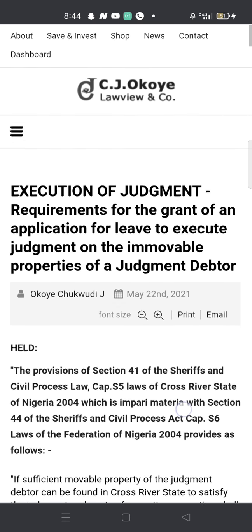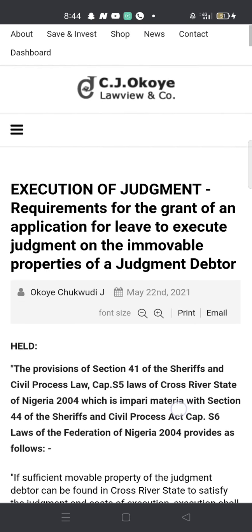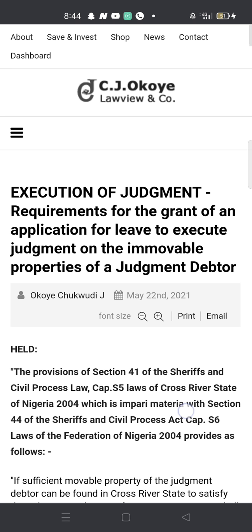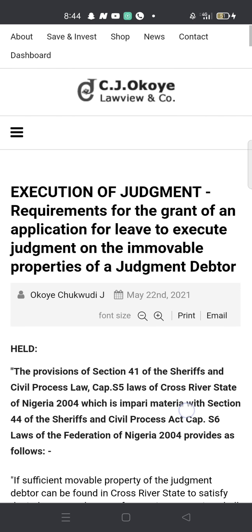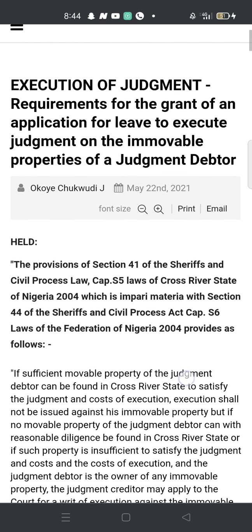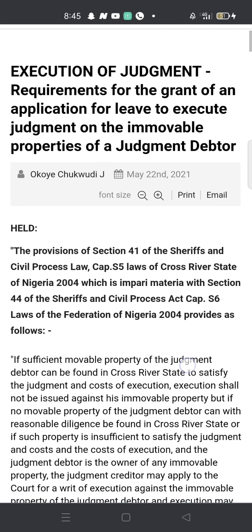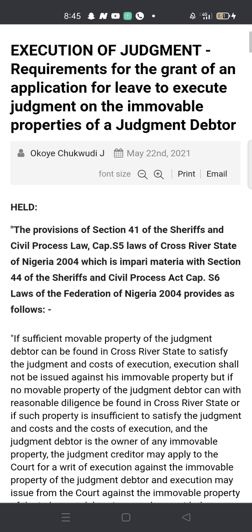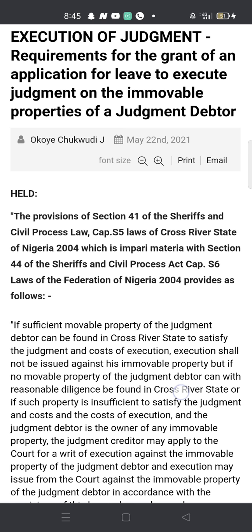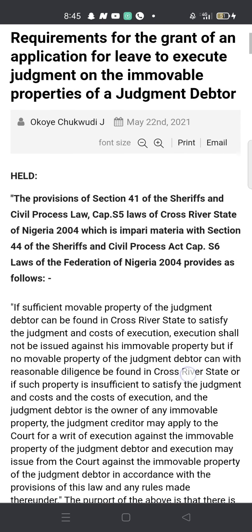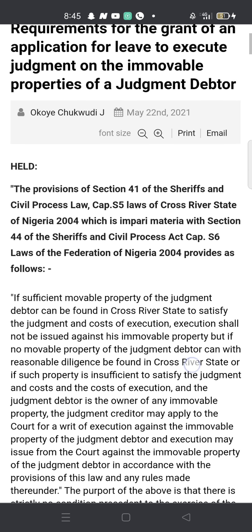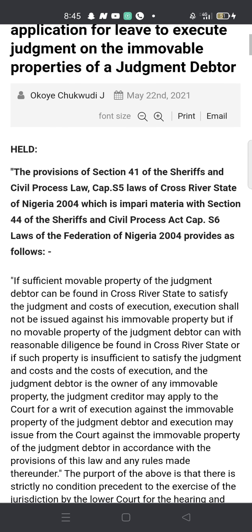So that is what we are going to look at here. This publication or this authority is on that execution of judgment requirement for the grant of an application for leave to execute judgment on the immovable properties of a judgment debtor. And what the court held is that the provisions of section 41 of the Sheriffs and Civil Process Law, cap S5, Laws of the Cross River State of Nigeria 2004, which is in pari materia with section 44 of the Sheriffs and Civil Process Act, cap S6, Laws of the Federation 2004, provides as follows.